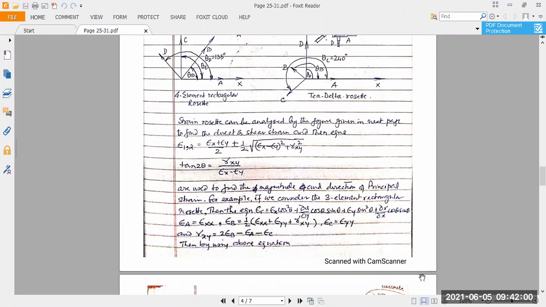For example, if we consider the three element rectangular rosette, then the equation is ε equals εx cos square theta, plus γxy cos theta sin theta, plus εy sin square theta. And εa is equal to εx, εb is equal to half of (εx plus εy) plus γxy, and εc is equal to εy itself, and γxy is equal to 2 εb minus εa minus εc itself.